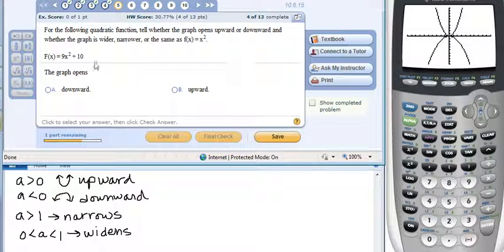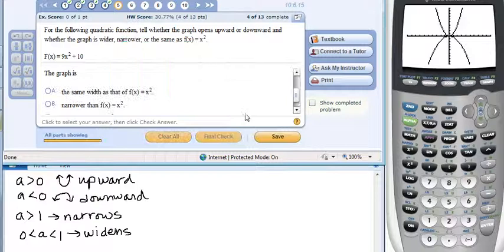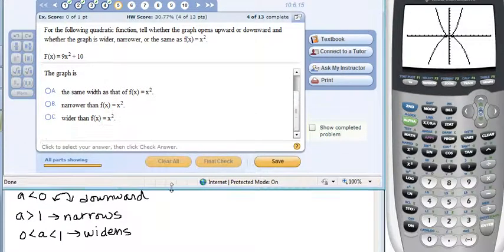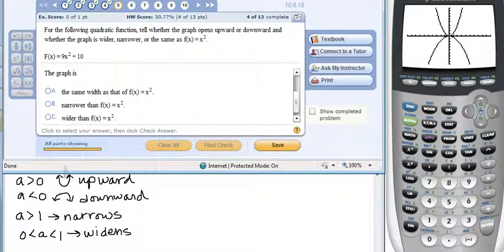So let's try another one. What is your a term? Your a term is a 9. It's a positive 9, so that means it's opening upwards. Okay? Your a term is bigger than 1, so it's going to narrow it, right? Make it narrow because 9 is bigger than 1. Okay?